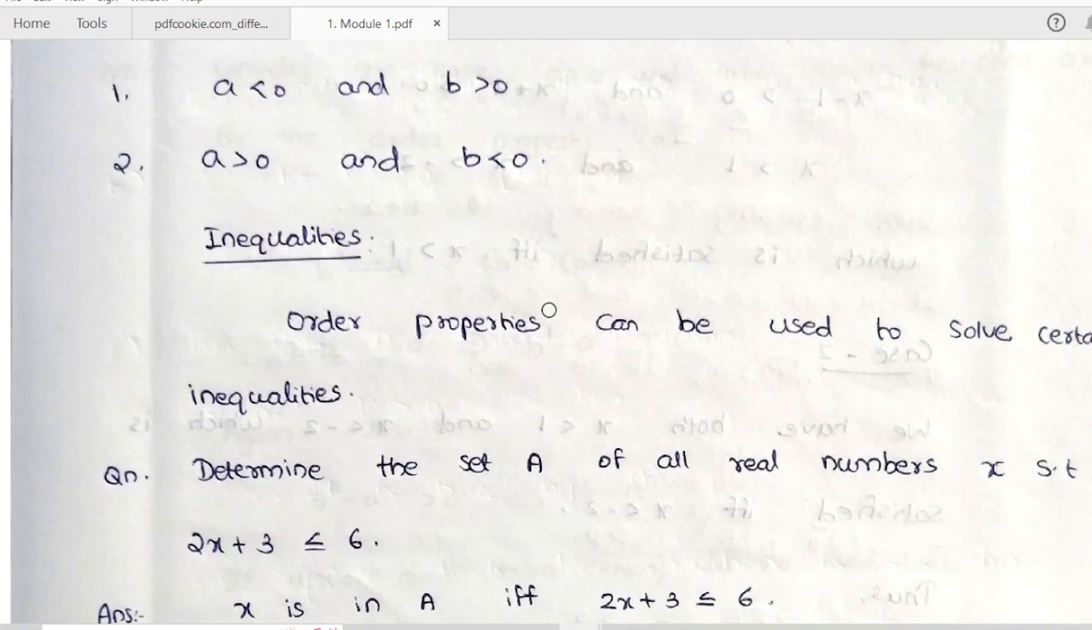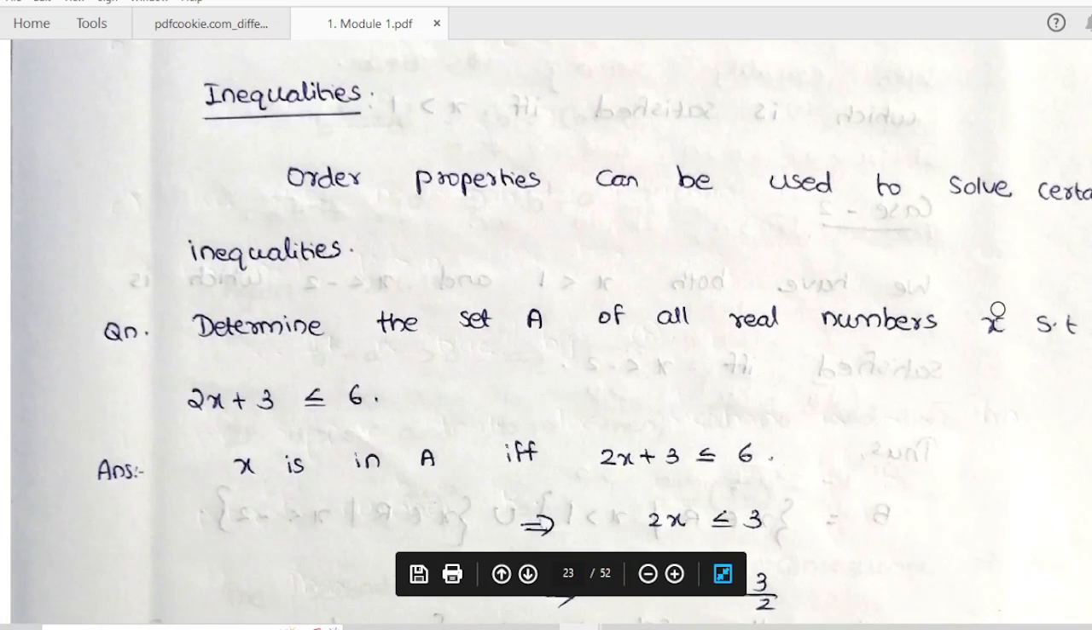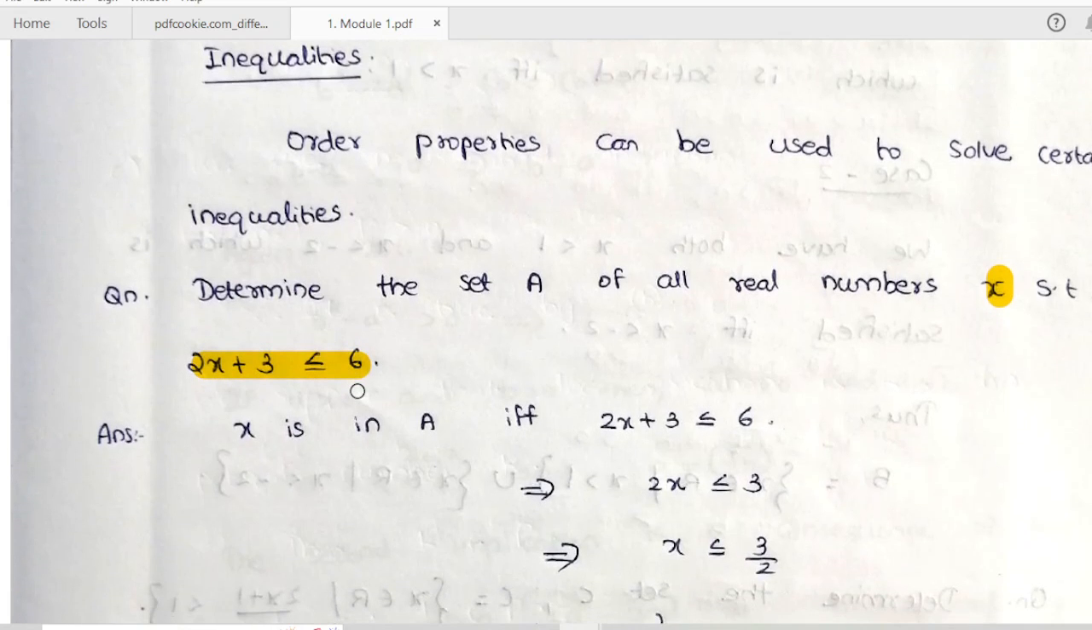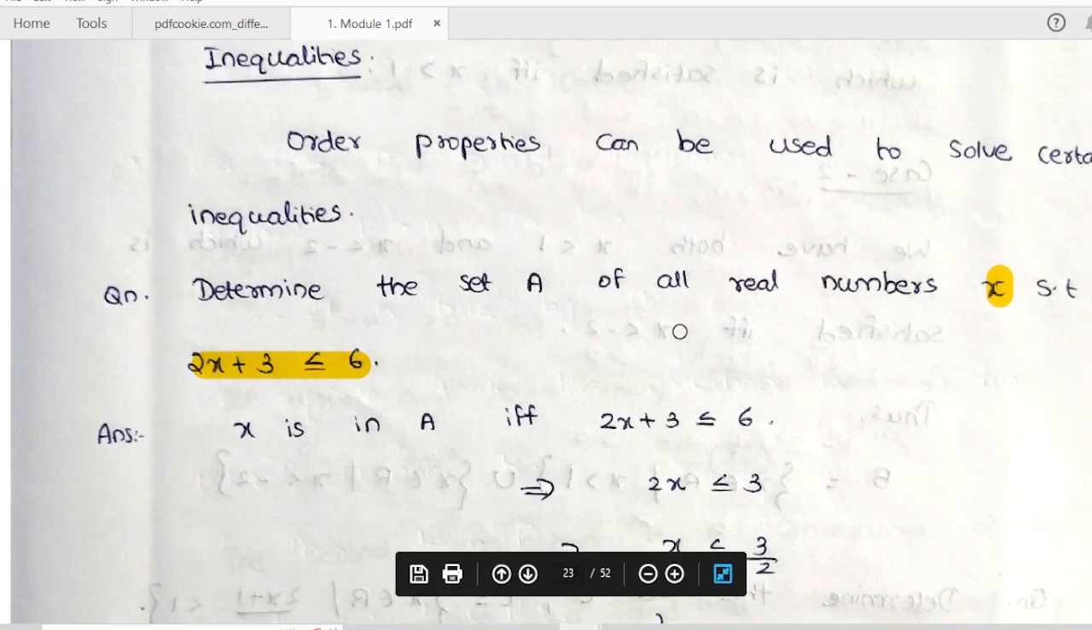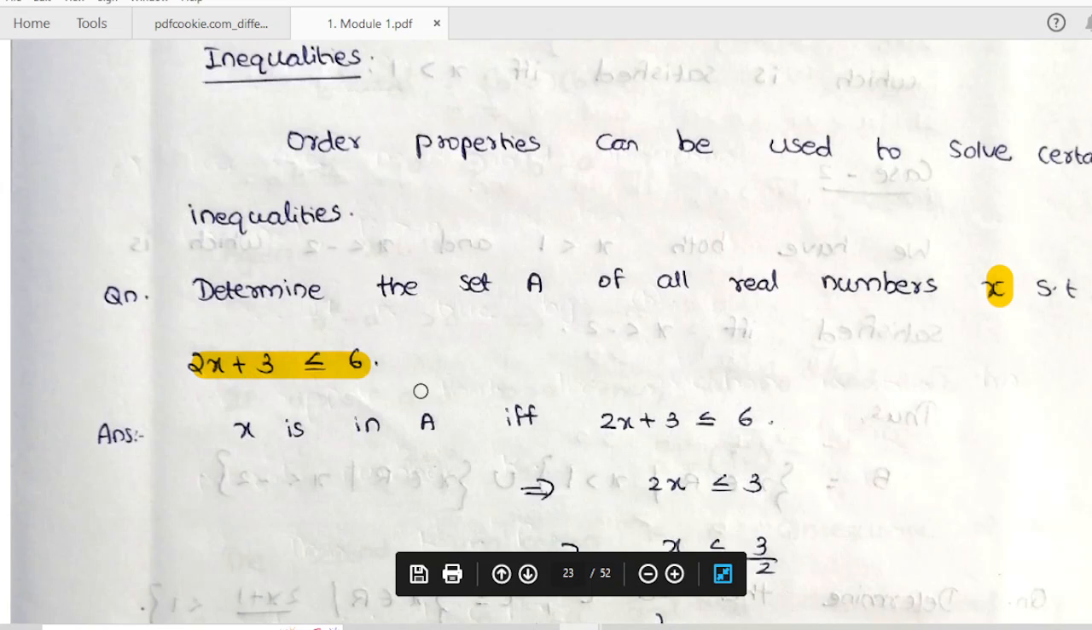Now we are having inequalities. Order properties can be used to solve certain inequalities. Determine the set A of all real numbers x such that 2x plus 3 is less than or equal to 6. So set A equals the set of all real numbers x such that 2x plus 3 is less than or equal to 6, and we have to find it. So we need to see what this set is. Let us open up this inequality and see what the value of x is.